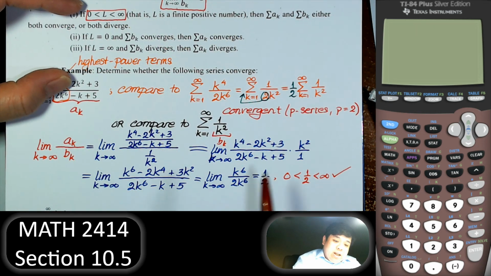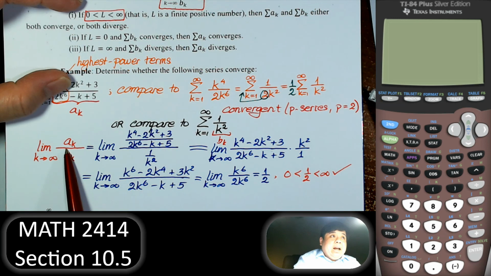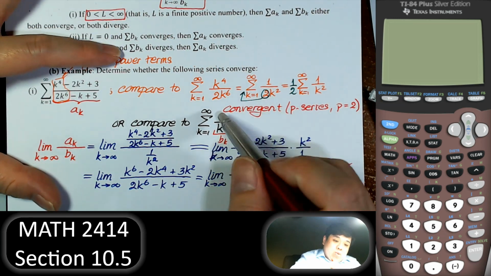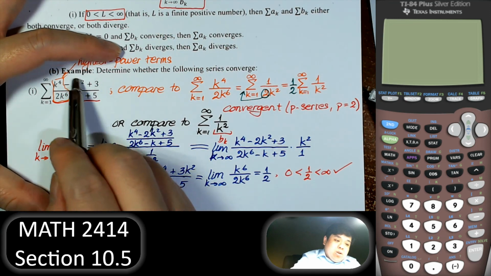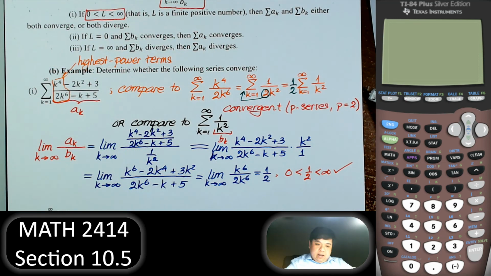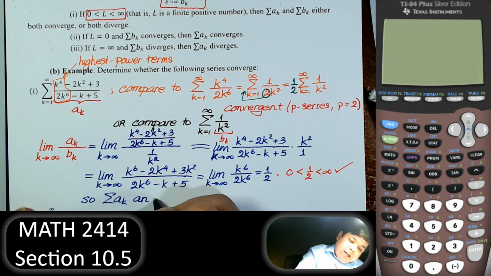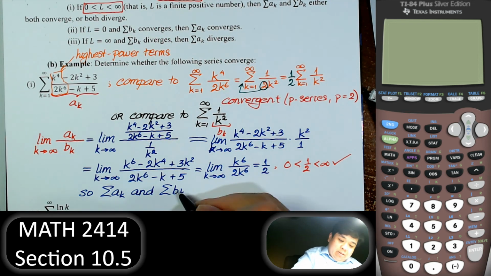So in that case, the series a sub k and b sub k behave the same. This one is convergent, so is this one. So a sub k and b sub k behave the same.